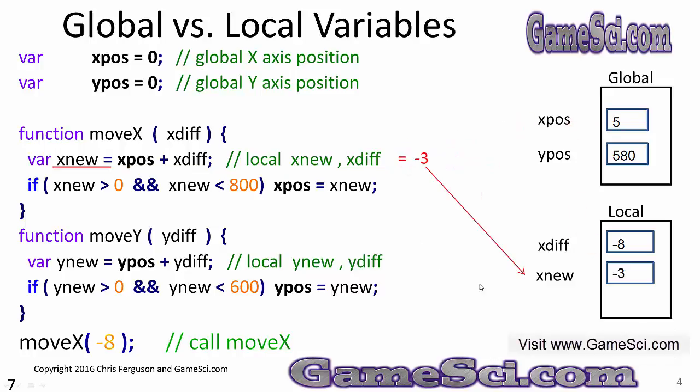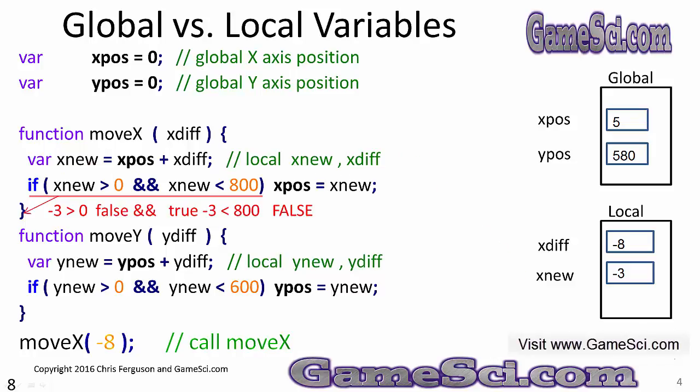Now what do we do with that -3? We're going to assign it to the local variable xnew. Xnew is a variable that is created as part of moveX, and it only exists inside of moveX. So that -3 gets assigned to the local variable xnew. Now there's a problem with the value -3, and that is it's off the edge of the screen. If you consider the left side of the screen at X position 0, if you go beyond the screen, your character is moving off the edge of the screen. And it turns out we don't really like that.